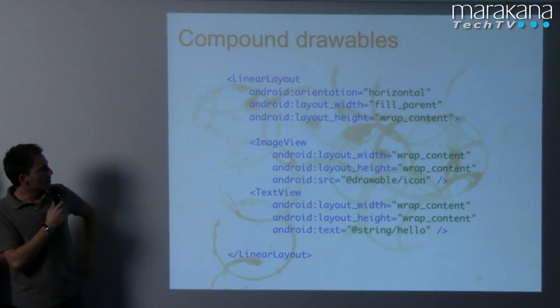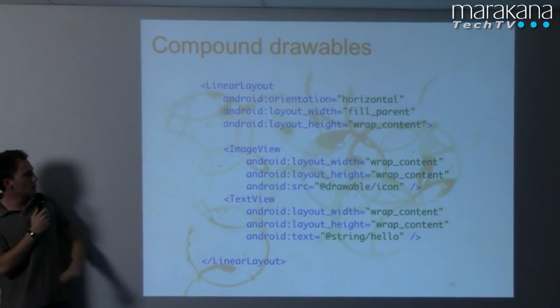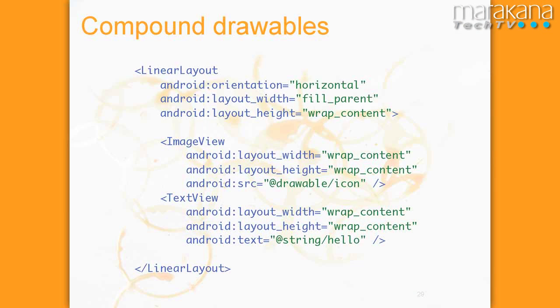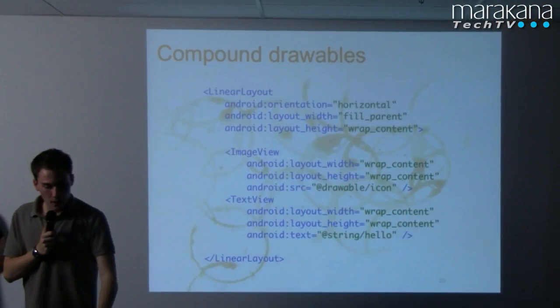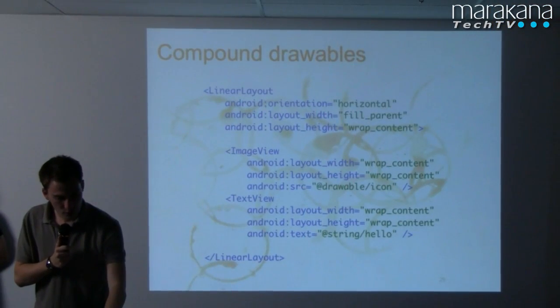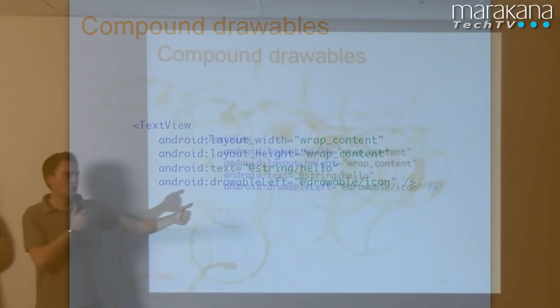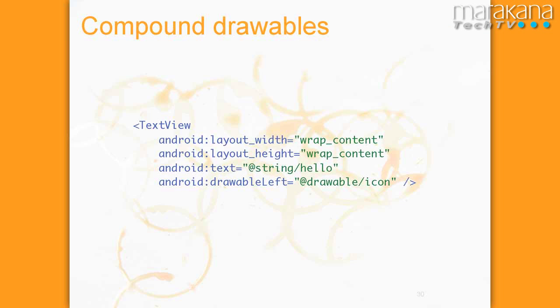Compound drawables. This is something we see a lot in applications. You need an image and a label next to the image. So you create a horizontal linear layout, you create an image view, you create a text view, and you have 3 views, 1 level of view group. This is a lot of work to just draw an image and a label. So instead you can do this. We have the notion of compound drawable. So you can specify the left drawable, the right drawable, the bottom drawable, and the top drawable in a text view. You can do that from code as well.